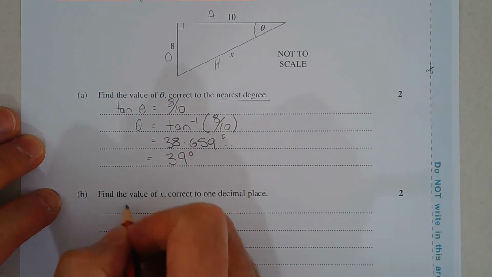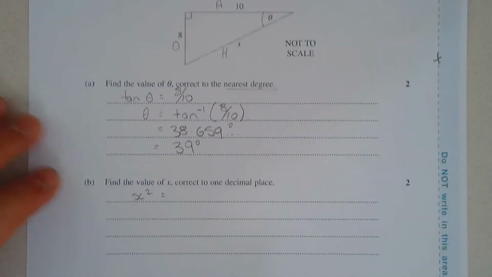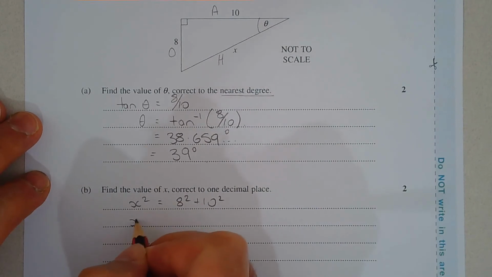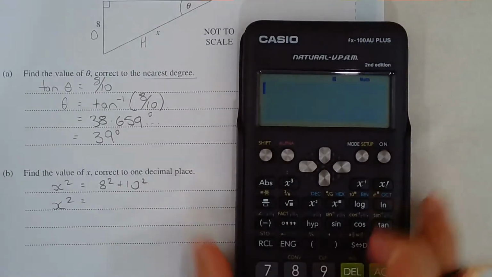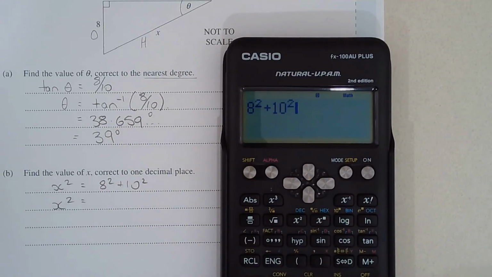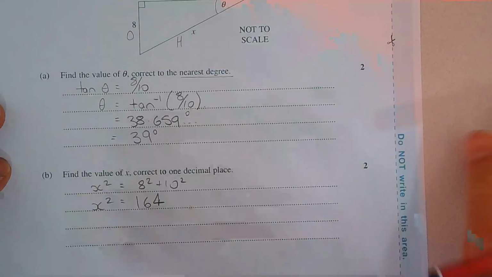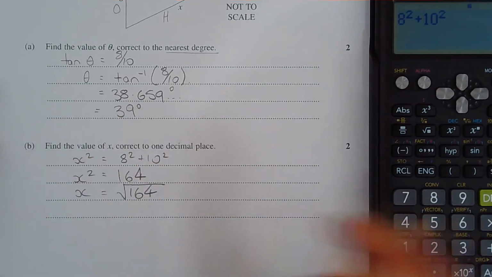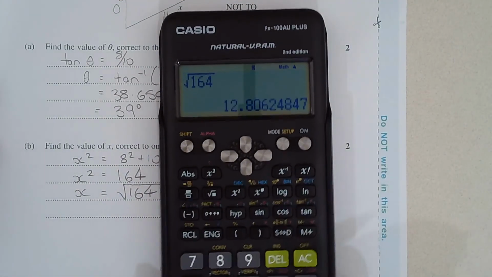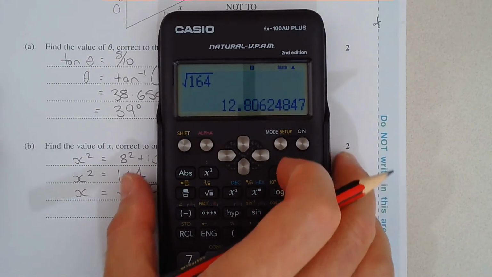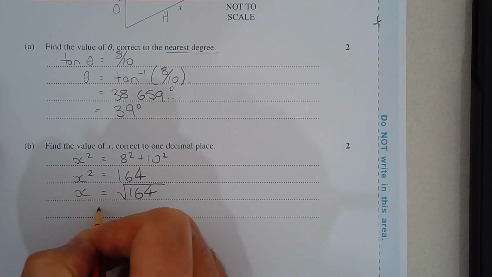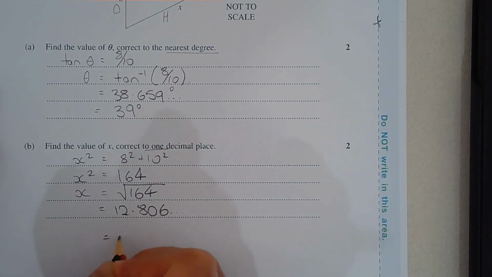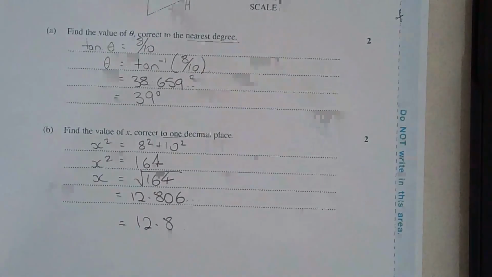So by Pythagoras Theorem, okay, x squared is equal to 8 squared plus 10 squared. Okay. All right. So 8 squared plus 10 squared is 164. All right. And we need to take the square root of that. So x is equal to square root of 164. And that gives us 12.806. Okay. But we want it correct to 1 decimal place. So that's going to be 12.8 correct to 1 decimal place.